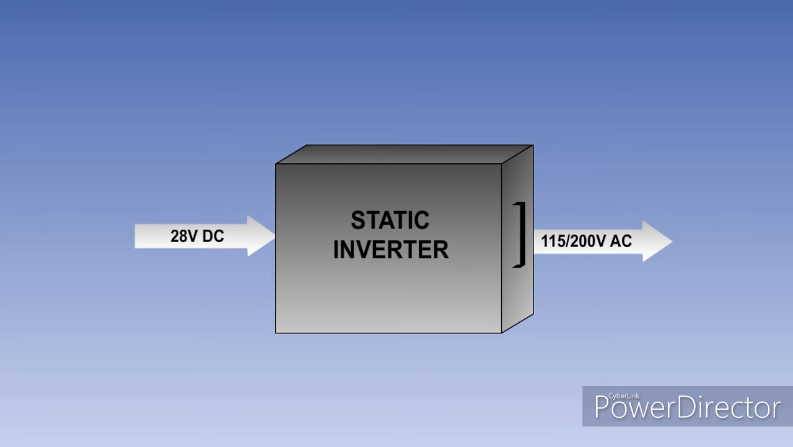A static inverter is a solid-state device, which converts DC into AC. It is capable of supplying the aircraft with 115/200 volts, 400 Hz, three-phase AC, for the limited operation of instrument and radio services. It is powered by the aircraft batteries, or from an essential DC busbar.